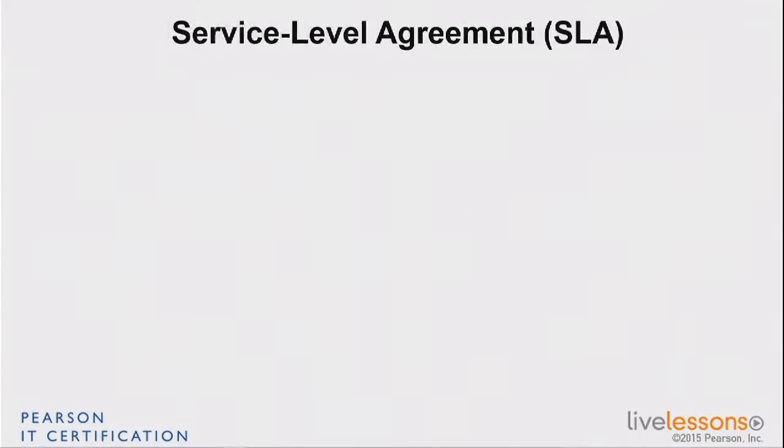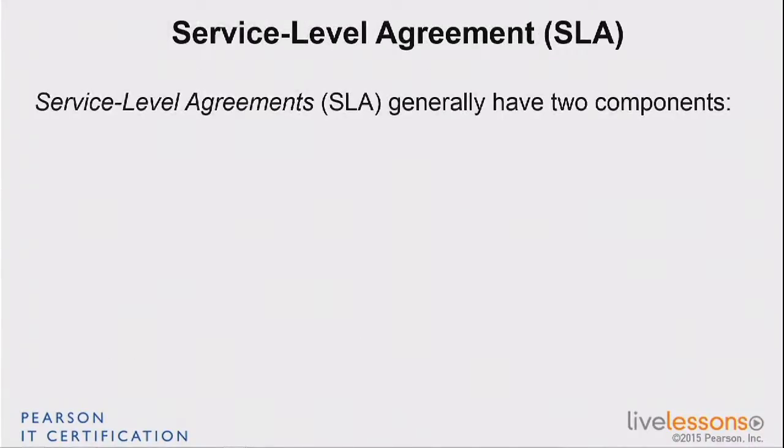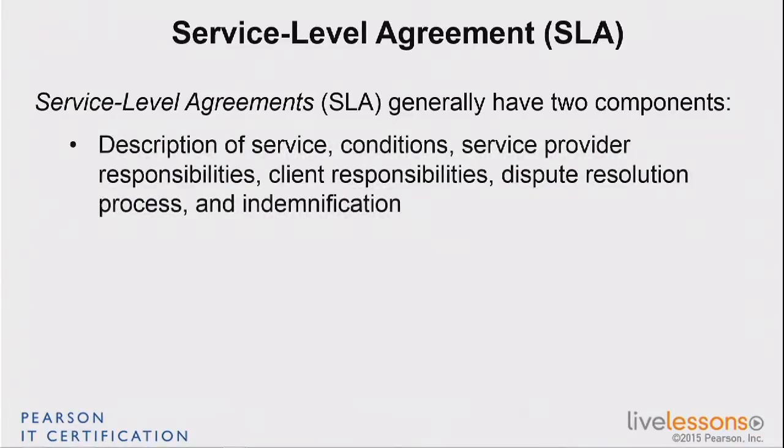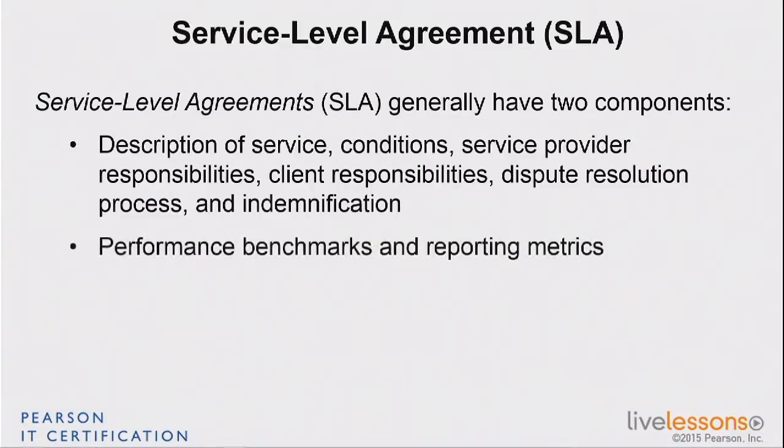And lastly, we have SLAs, service level agreements. Service level agreements generally have two components. The first component is a description of service, conditions, service provider responsibilities, the client responsibilities, dispute resolution process, and indemnification. And the second part of the SLA is performance benchmarks, so what can we expect for performance, and what the reporting metrics are. So how do we measure those benchmarks, and how do we report those benchmarks? And if those benchmarks aren't met, what is the company's recourse?